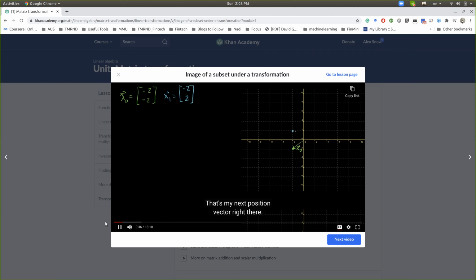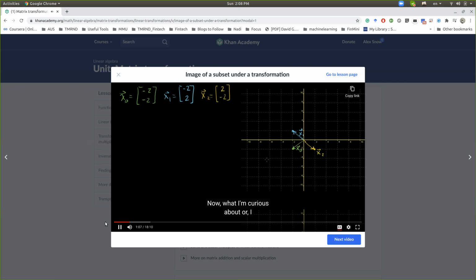That's my next position vector right there, and this is x1. When I say it's a position vector, it specifies a specific coordinate in R2. Let me draw a third one just for fun. x2, let's say, is equal to (2, -2). If I were to draw this, it goes right here. So that vector right there is x2.